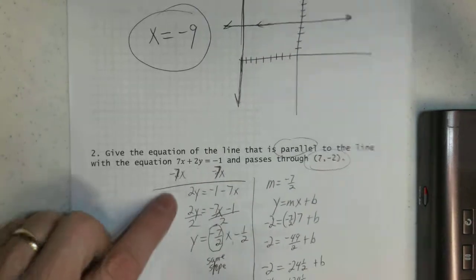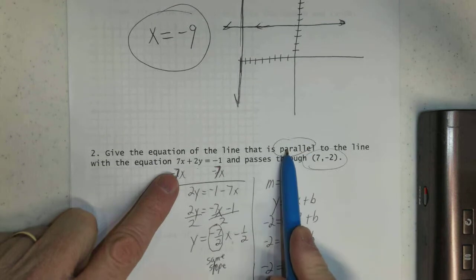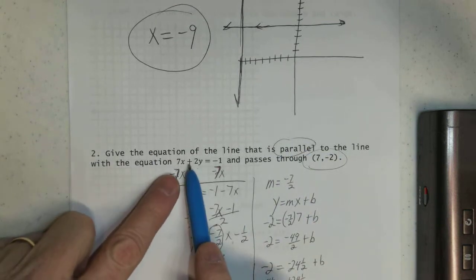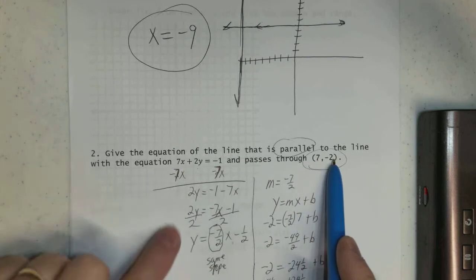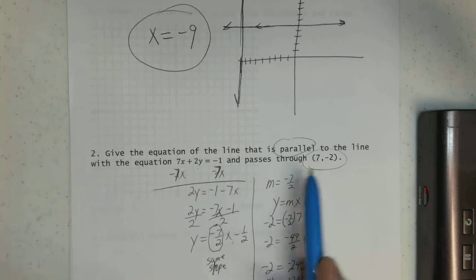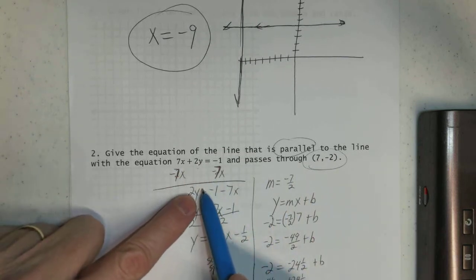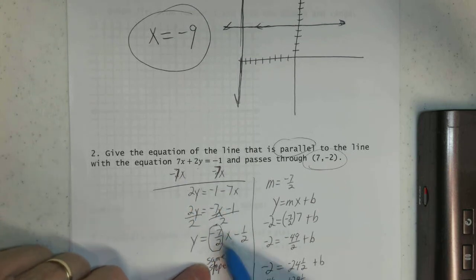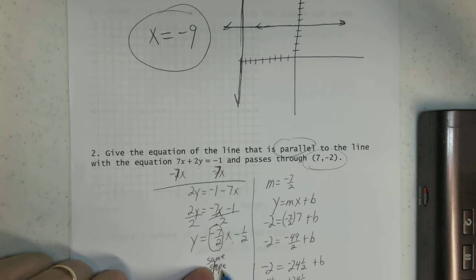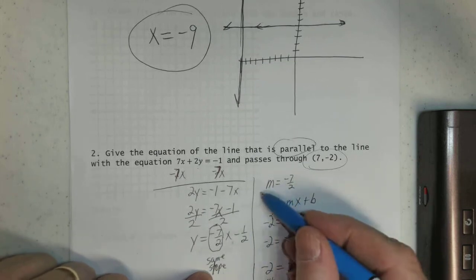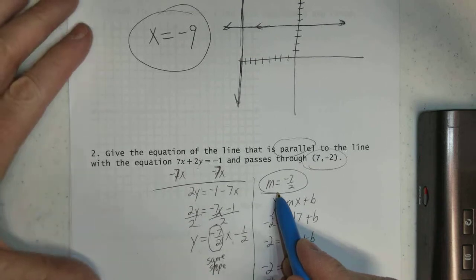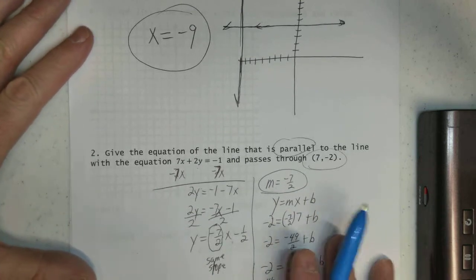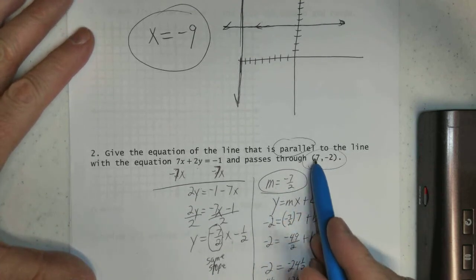Now this next one: give the equation of the line that is parallel to the line with the equation 7x plus 2y equals negative 1 and passes through 7, negative 2. I solved for y so that it would be in slope-intercept form and found that the slope is negative 7 halves. Parallel lines have the same slope. So the slope of the line I'm looking for is negative 7 halves, and it's passing through 7, negative 2.